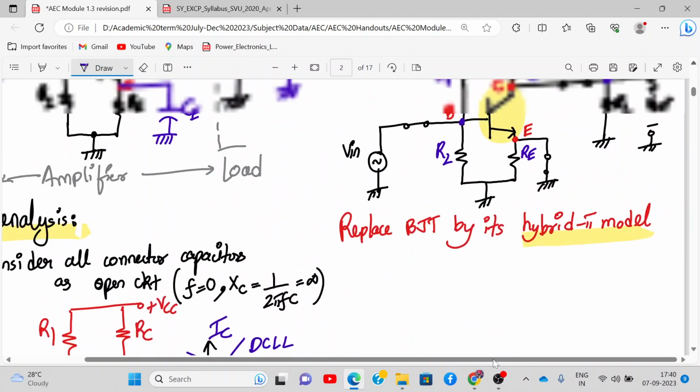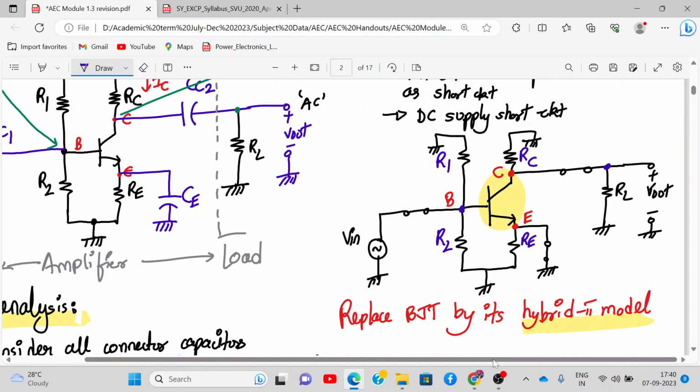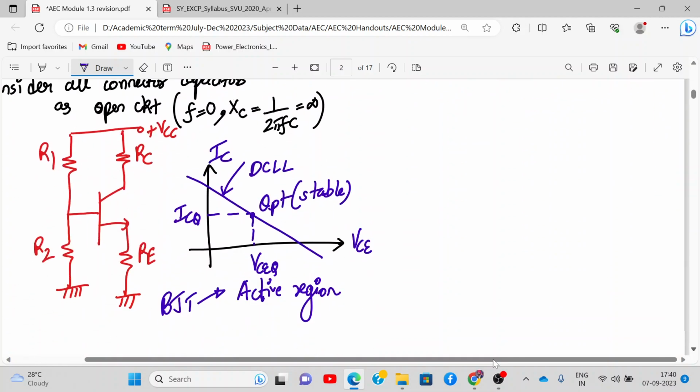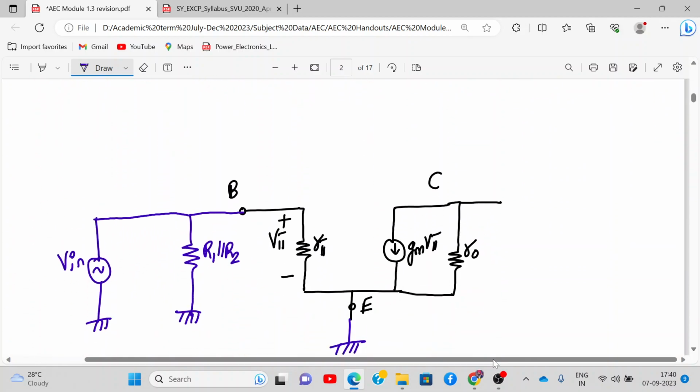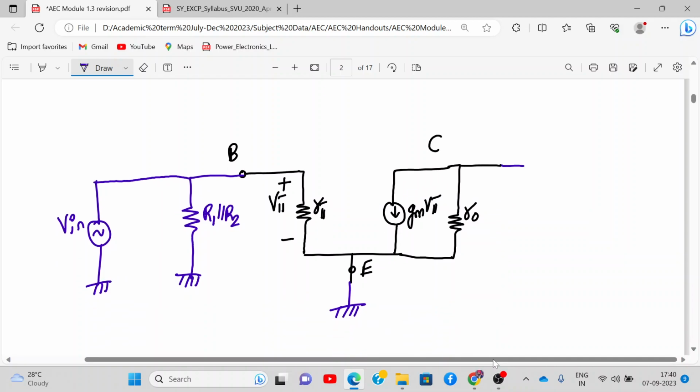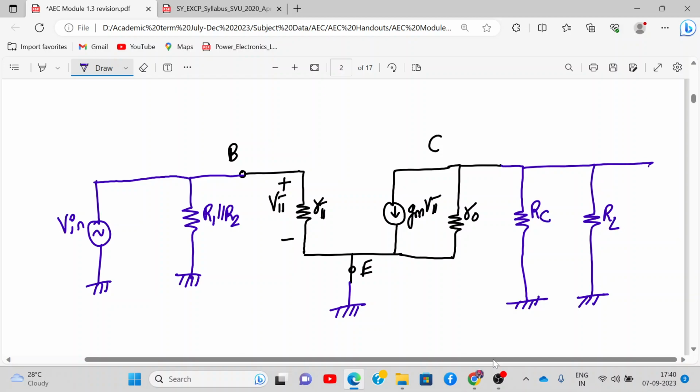Now next, at the collector terminal, I have RC going to the ground and RL also going to the ground from the collector terminal, and then I have a V out connected. So let's make that connection. I have over here RC going to the ground, and now I have RL going to the ground. RL, RC, and I have a V out connected at the output like this.